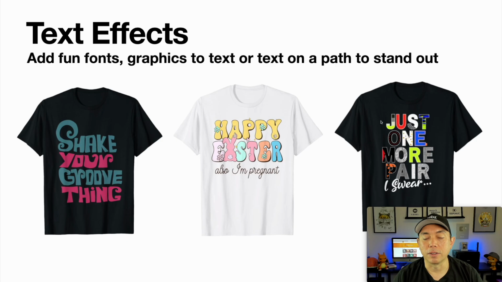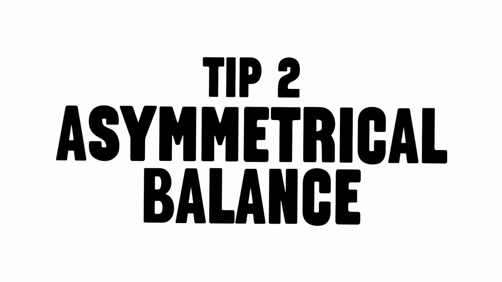So multiple ways to do these text effects. The most common one again is the arc text or the text on a wave or a text on a path, but you can use some of these other examples as well for text effects to make your design stand out. So the next one I want to share with you is asymmetrical balance.